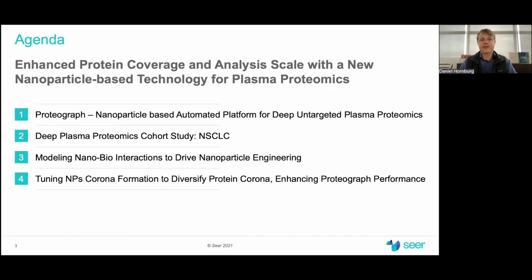Now, I will have 4 topics today. So for everyone who first time sees our technology, I will give you a brief introduction on how the Proteograph works, how the nanoparticle work in achieving unprecedented depths in proteome samples. I will also talk about and give you some examples of recently published studies, as well as studies that are currently under revision for publication.